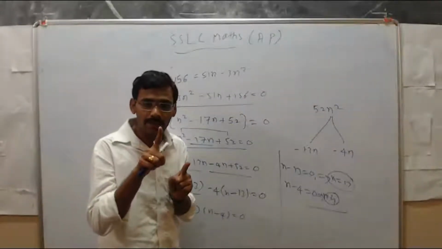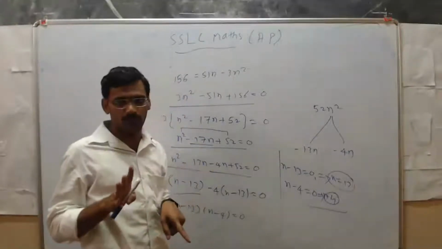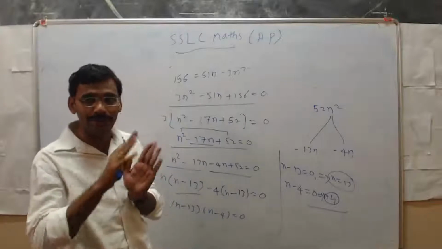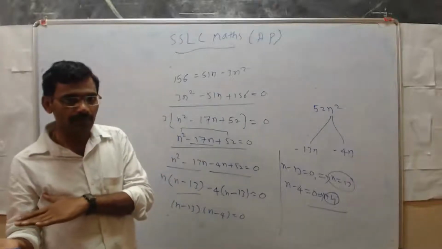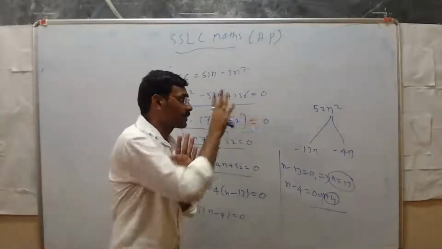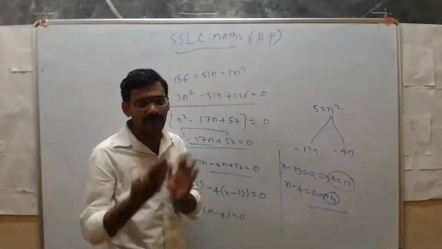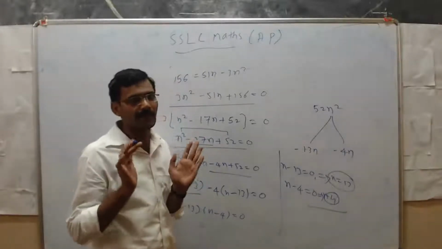Because the multiplication should be 52 and the addition or subtraction should be 17. For this reason, we are considering only 13 and 4. Addition or subtraction must be 17 and multiplication must be 52. Multiplication of these is 52, and addition or subtraction is 17.